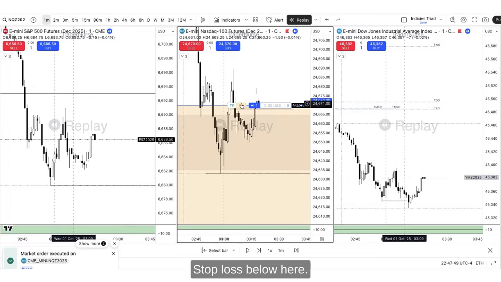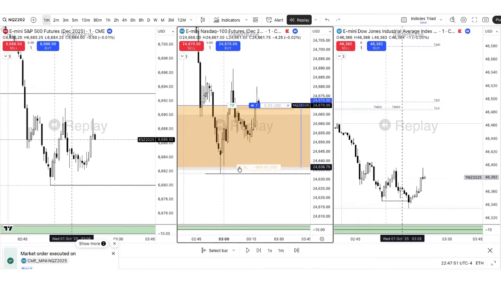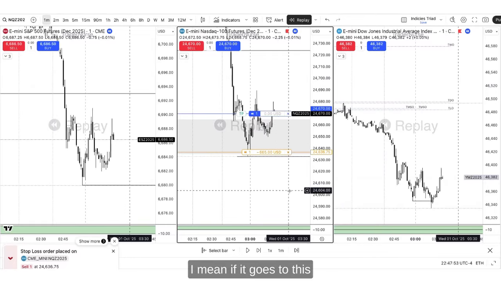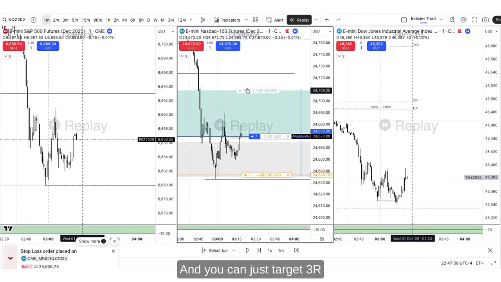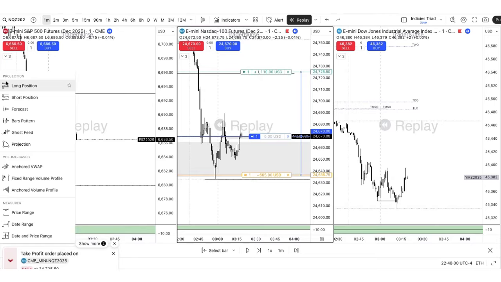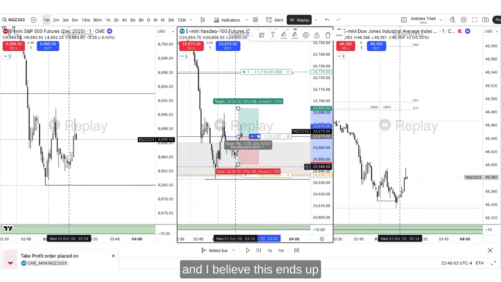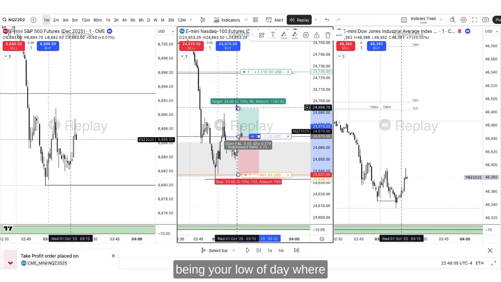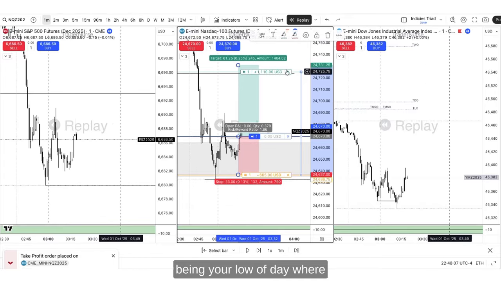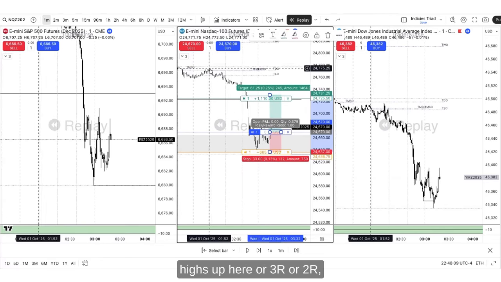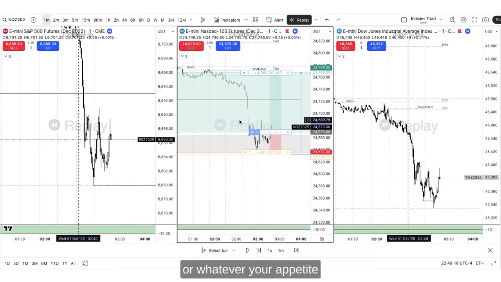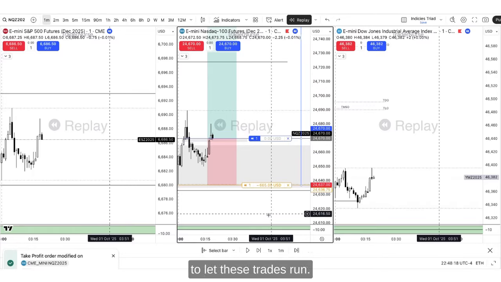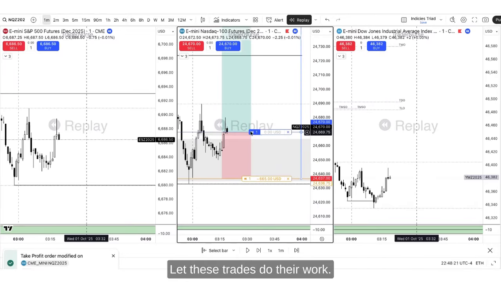Stop loss below here. I mean, if it goes to this low, it's certainly going to go to this low, so that makes sense. And you can just target 3R. Okay. And I believe this ends up being your low of day. We can target these equal highs up here, or 3R, or 2R, or whatever your appetite is. Okay, but you just need to let these trades run, let these trades do their work.